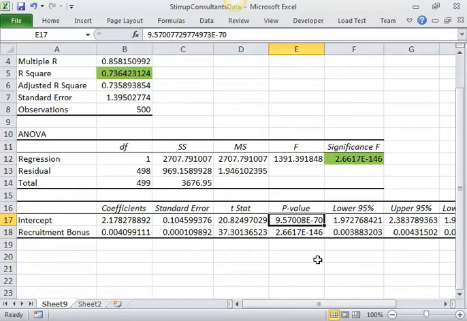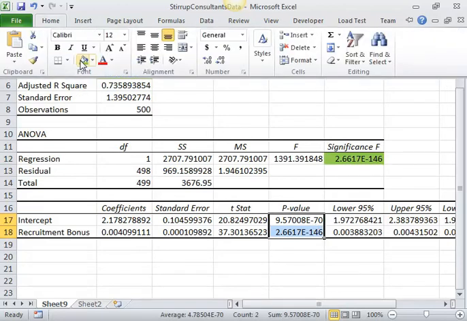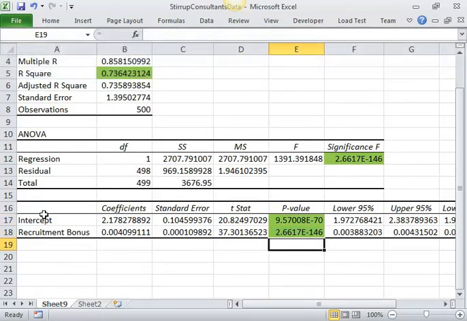When we take a look at this, we can see that the intercept p-value is 9.57 times 10 to the negative 70, and the p-value for the recruitment bonus is 2.66 times 10 to the negative 146. Both of those are awesome p-values. So clearly, there's almost no chance that either the intercept nor the recruitment bonus are part of the equation. So given those values, we can go ahead and create our equation.